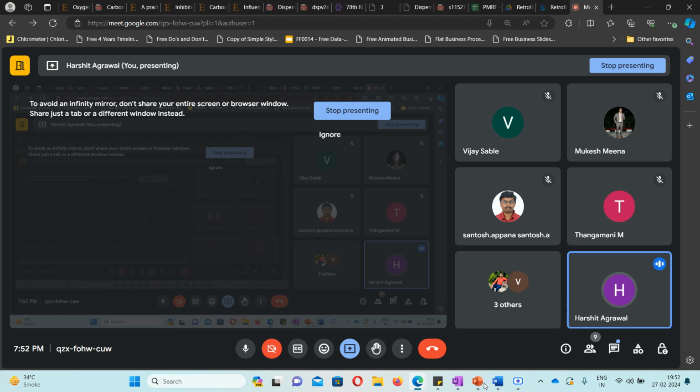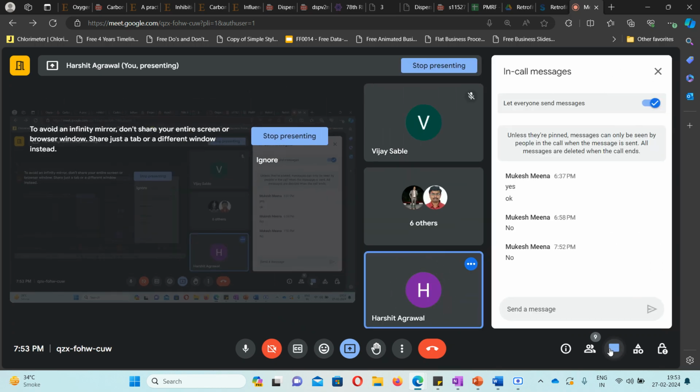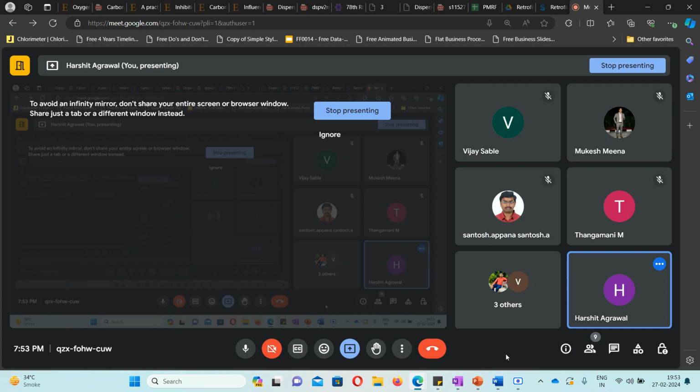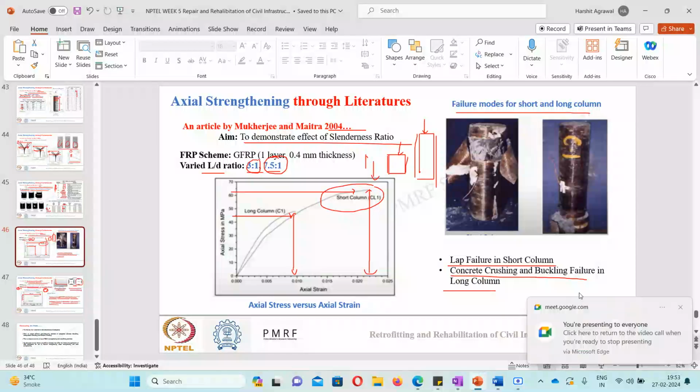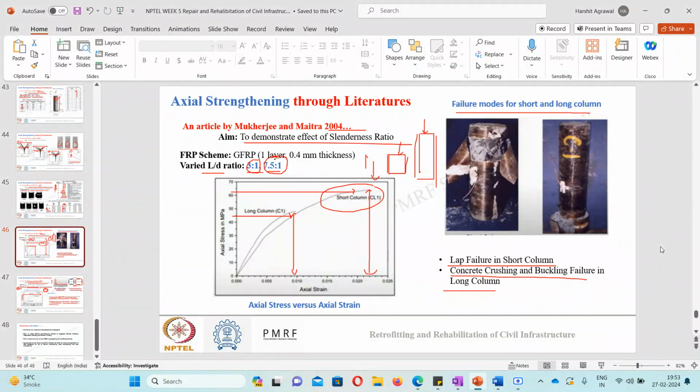Okay, so in today's session, we saw a lot of literature, around 18 to 20 papers, which have done a lot of different variations and have checked different types of force: flexure, shear, and axial force. Okay, any doubts in the discussion that we had today? If there are no doubts, we will conclude the session.